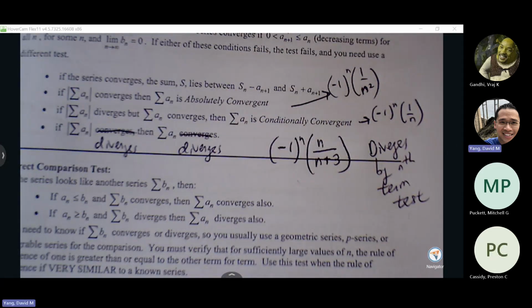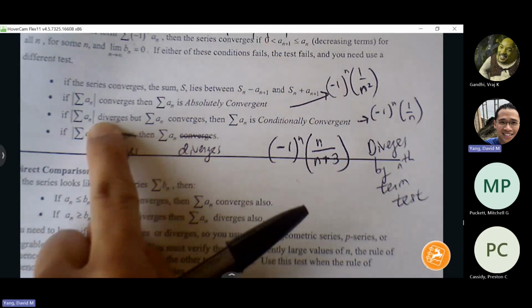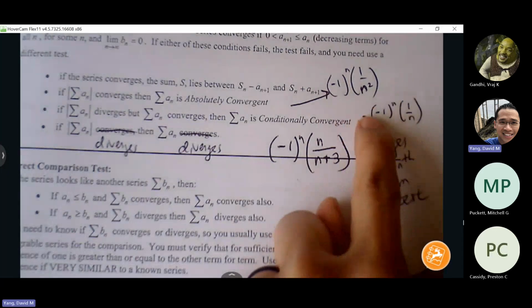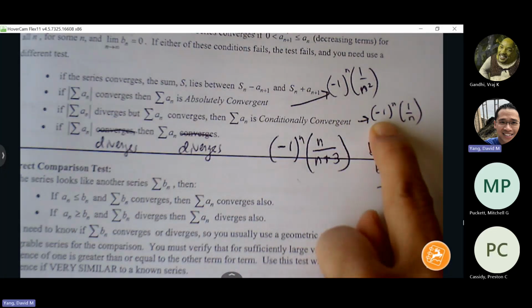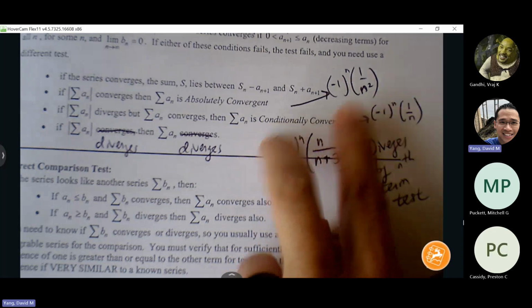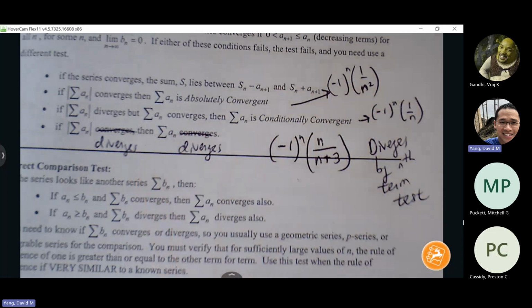Doesn't 1 over n diverge even if it has absolute value? Yes, that's right. 1 over n will diverge, but if it has the alternator along with it, then it will be a converging series. So it's conditionally convergent because removing the alternator and including the alternator produce different results. That's why it's called conditional convergence.